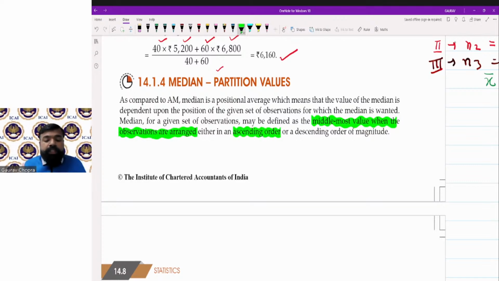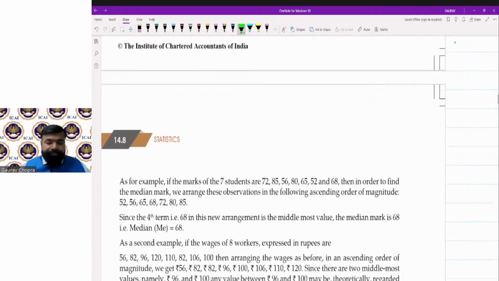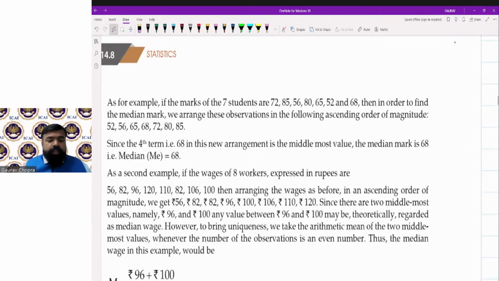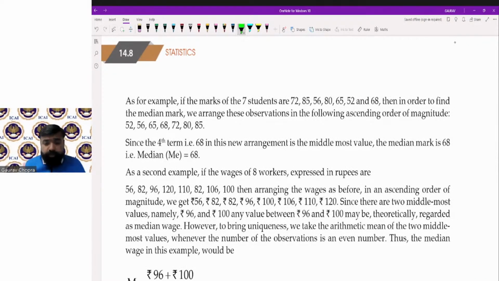Now arrangement can be done either in ascending order or in descending order. It will give the same result. You can arrange the observations in any order. So let's say this data is given for 7 students.